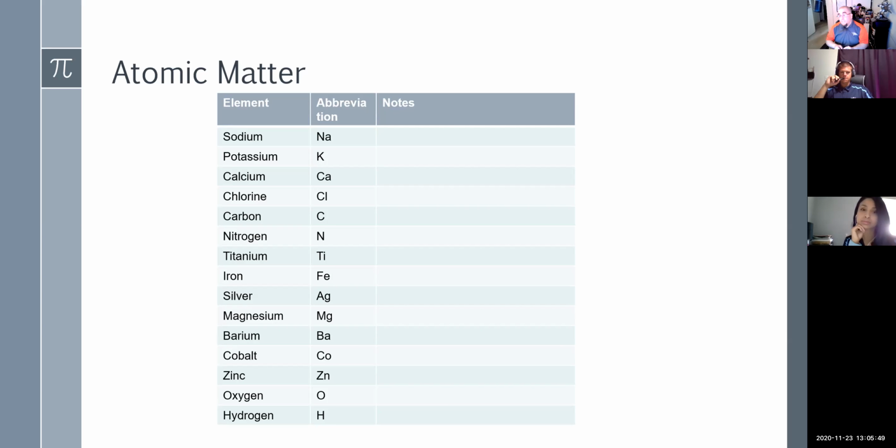Sodium and potassium, especially with the sodium potassium pumps, right? Chlorine, carbon, we're going to talk about that a bit. Nitrogen, titanium is used heavily in physical therapy, actually post-surgical physical therapy, because titanium is what a lot of the joint components are made of when people have joint replacements.